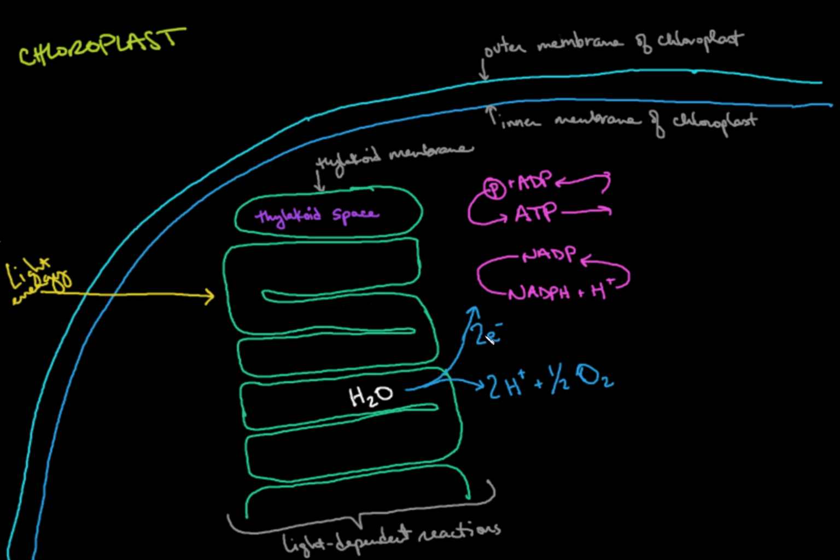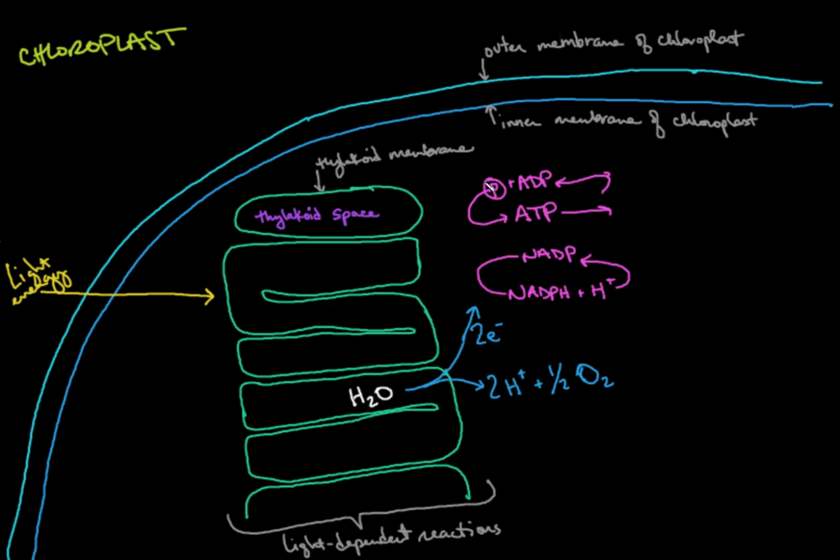But that being said, these electrons are going to then, if you go back to your list of objectives, reduce NADP+. So NADP+ has electrons added to it, and it turns into this other molecule called NADPH.